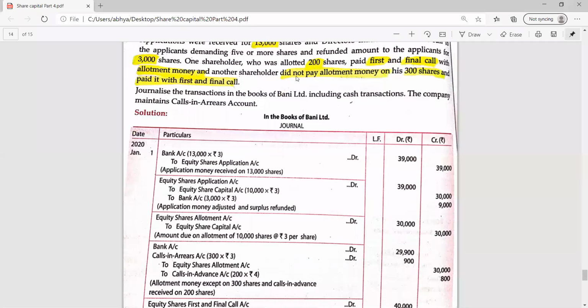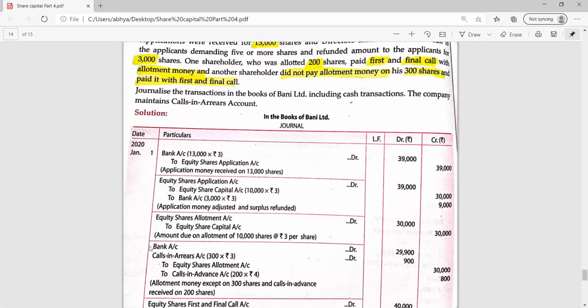One more shareholder is there who did not pay the allotment money on his 300 shares. So this is the concept of calls in arrear. So in the same entry, we have to introduce calls in arrear. If you try to pass the complete entry in one go, then you may be confused. So divide the entry in parts.